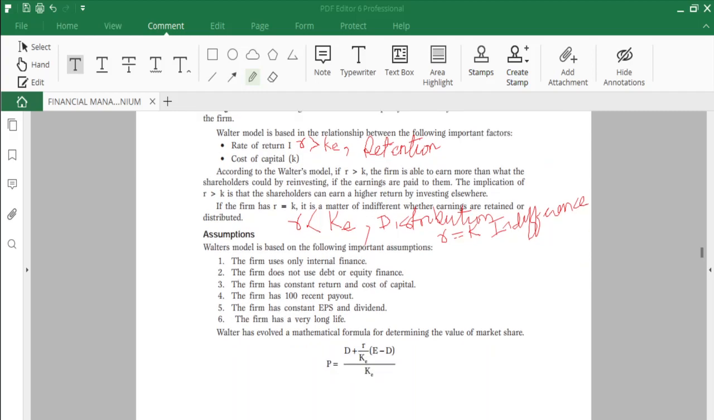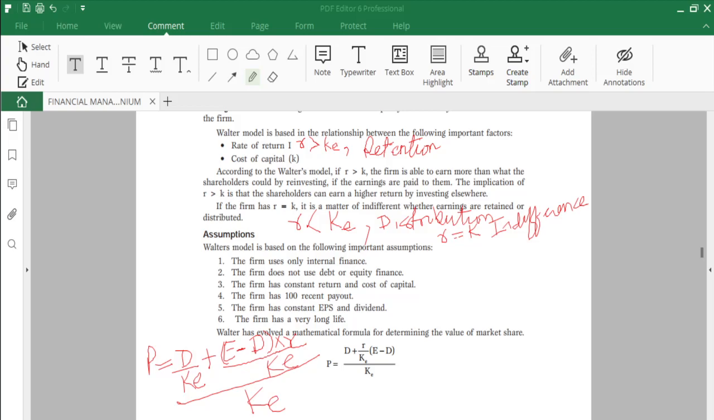So Walter has evolved this mathematical formula for determining the value of the market share. In many books, this formula is written as P is equal to D by KE plus R times (E minus D) by KE, the whole divided by KE. E is your earnings that you earn, D is your dividend. When you subtract the dividend from the earnings, you get the retention. Then you multiply by the expected return on the retention, divided by the cost of the capital, whole divided by the cost of the capital.